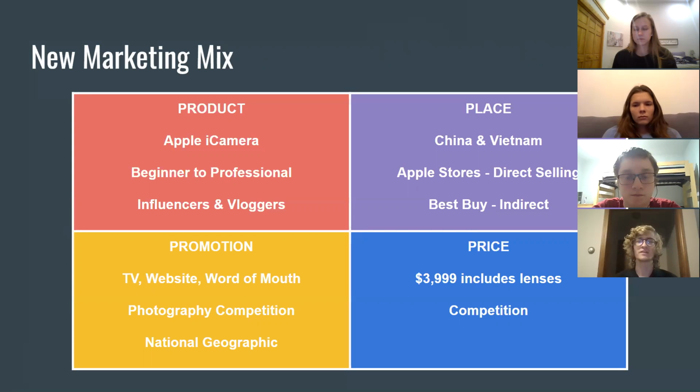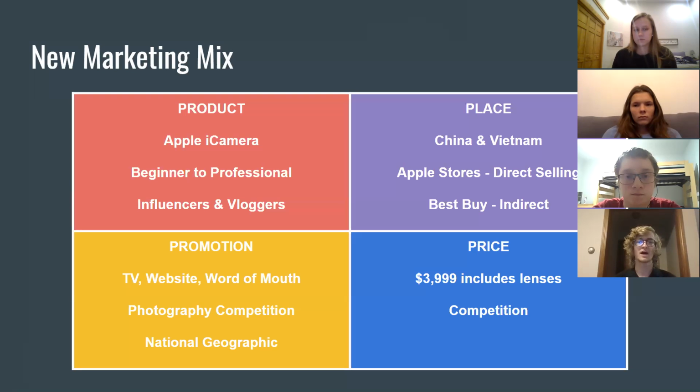For manufacturing and assembly, we would do exactly like Apple's always been doing, in China and Vietnam. We would sell it directly from Apple stores and from Best Buy, because with this camera, you need to know a lot about it. You have to know all the ins and outs of it and how to operate it. At the Apple stores, it would be coming directly from Apple when you purchase it. And from Best Buy, it'd be indirect selling, because they are sort of the middleman.